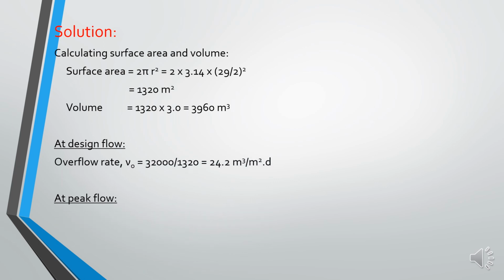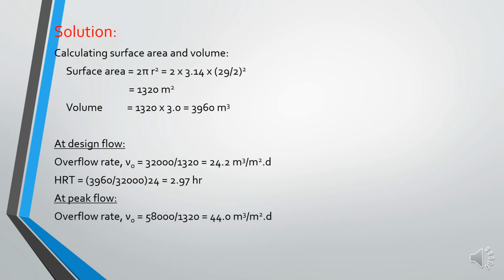Now let's start with the design flow. The overflow rate at the design flow, V naught, equals Q over A, which is 32,000 over 1320, equals 24.2 cubic meters per square meter per day. The HRT, the hydraulic retention time, equals 2.97 hours. However, at peak flow it will be higher, of course. The overflow rate will equal 44 cubic meters per square meter per day, and the hydraulic retention time equals 1.64 hours. So this is only direct substitution using the equations we presented before.